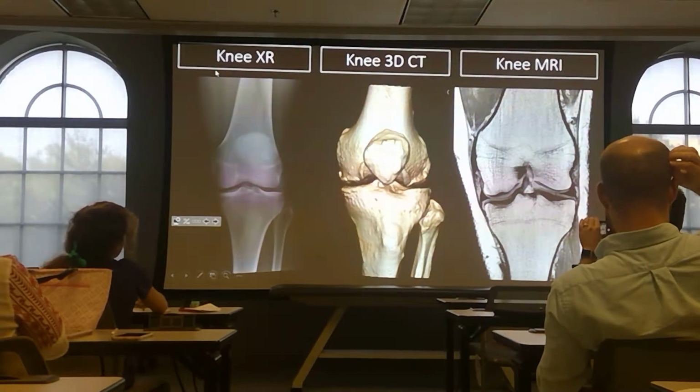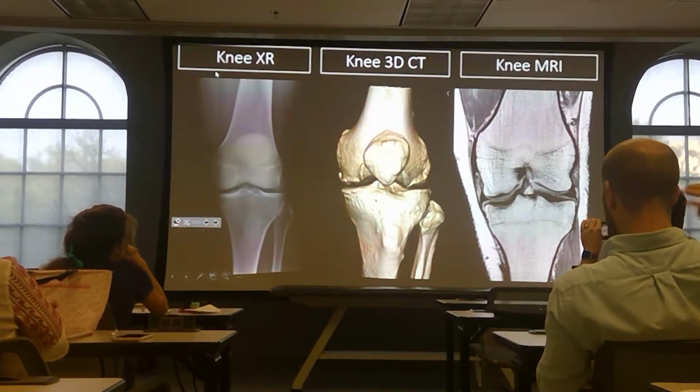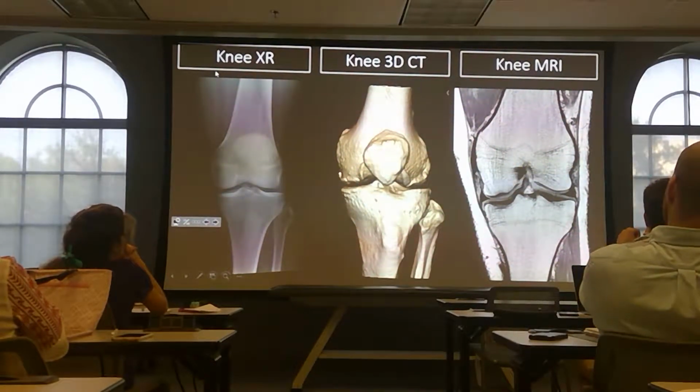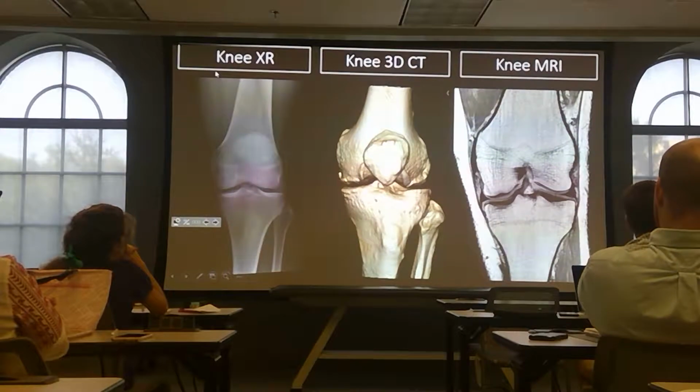When we talk about X-ray versus CT versus MRI, why would we order a CT? What's a CT better than an MRI for?